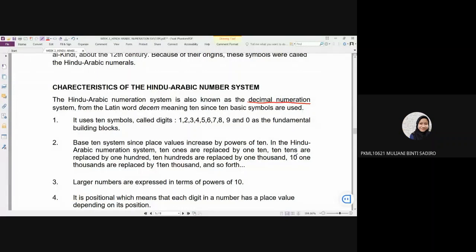Yes, madam. Okay. So the characteristics of the Hindu-Arabic numeral system. It is known as the decimal numeration system. Deci here means 10. That's why our numeration system is based on 10. So only our system is on base 10. Whenever we say decimal system, it refers to the Hindu-Arabic numeral system. No other system is on base 10.